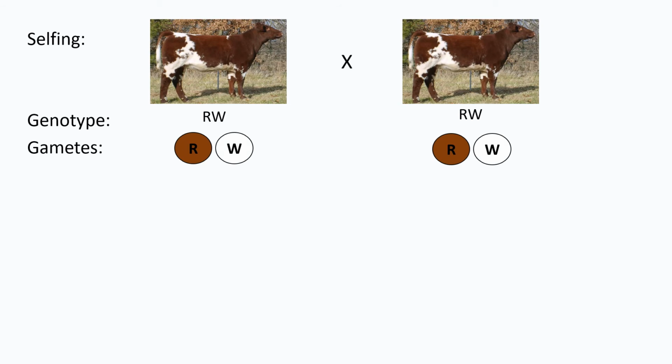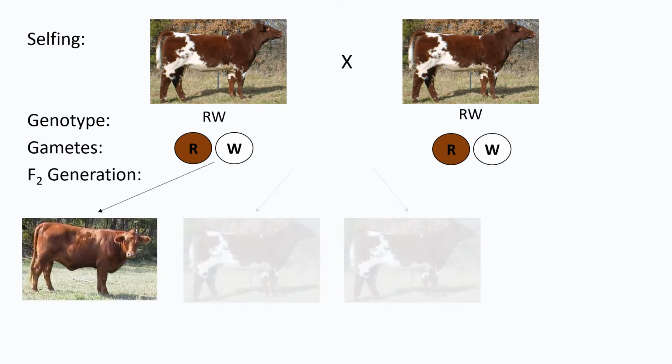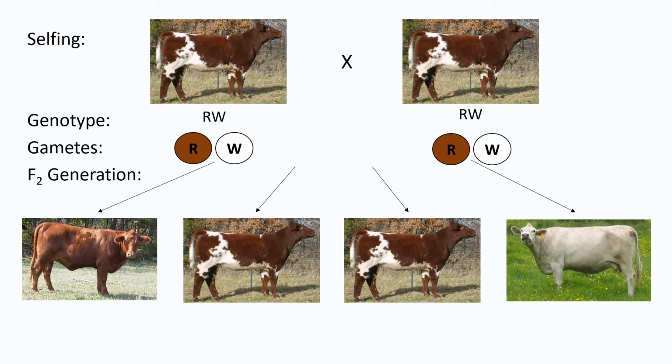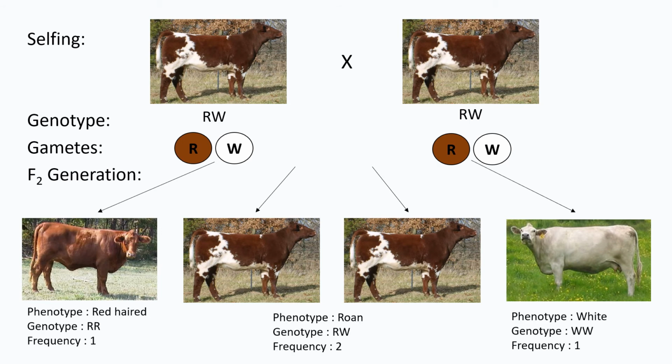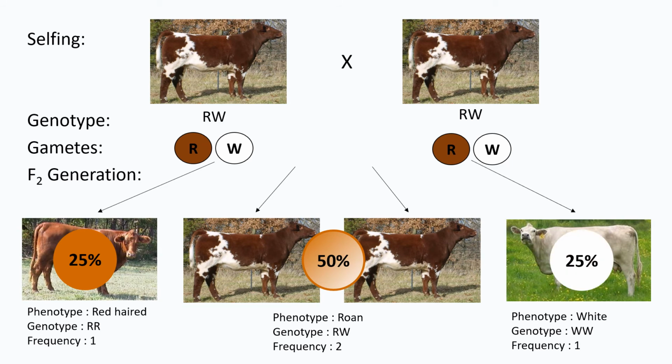If this F1 generation hybrid having roan coat is selfed, it would give rise to two gametes, that is R and W. After selfing, it shows cattle with red coat, roan coat, and white coat, all in the ratio of 1:2:1. This means 25% of cattle would have only red hair, 50% would show a roan coat, and the left 25% would show a white coat.